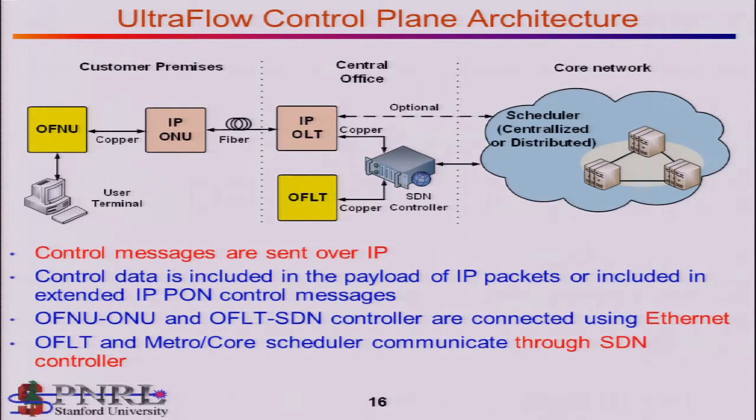Because the ultraflow channel, the flow channel in particular, is really optimized for large file transmission, we would not like to transmit small packets such as control messages on such precious end-to-end dedicated channels. So we propose to send the control messages over the IP channels instead of the flow channels. That's why we have the OFNU and OFLT attached to the IP ONU and IP OLT through Ethernet to gain the IP access. So the control message can be communicated in the payload of IP packets destined for the SDN controller, or they can be embedded in the extended IP PON control message, such as the MPCP used in the EPONs.